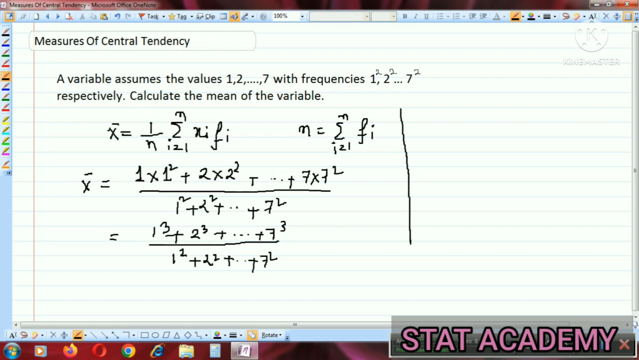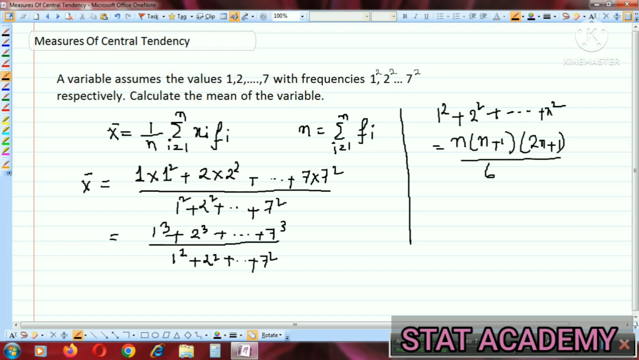We know that the sum of squares of the first n natural numbers, 1 square plus 2 square plus dot dot dot plus n square, gives the value n into (n plus 1) into (2n plus 1) divided by 6. And the sum of cubes of the first n natural numbers, 1 cube plus 2 cube plus dot dot dot plus n cube, is equal to (n into (n plus 1) divided by 2) whole square. So this is for the first n natural numbers.